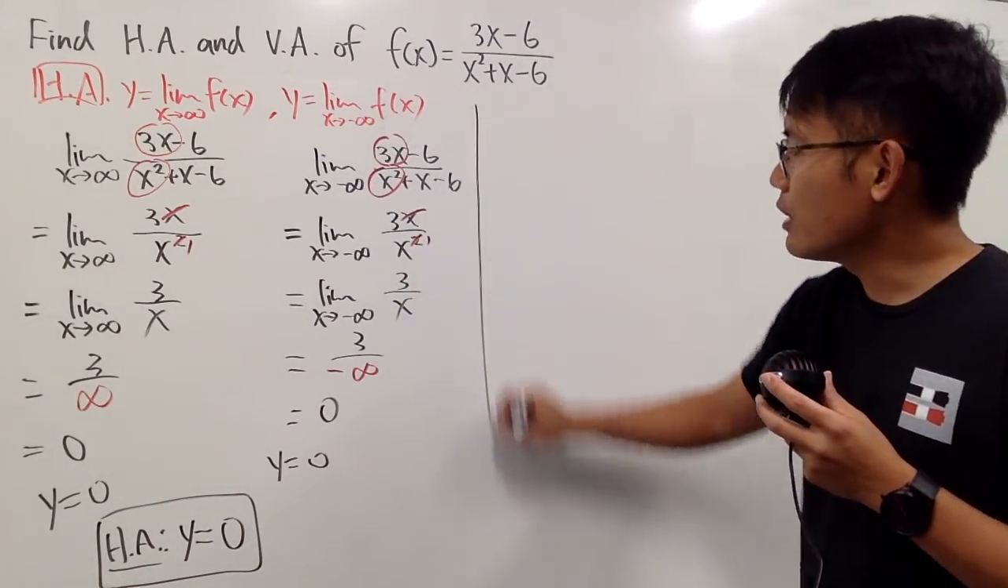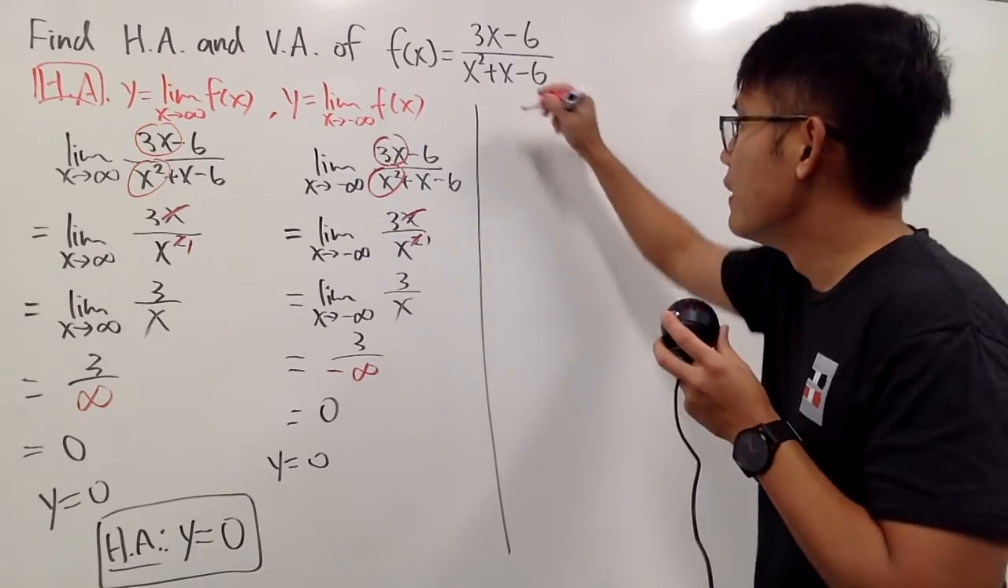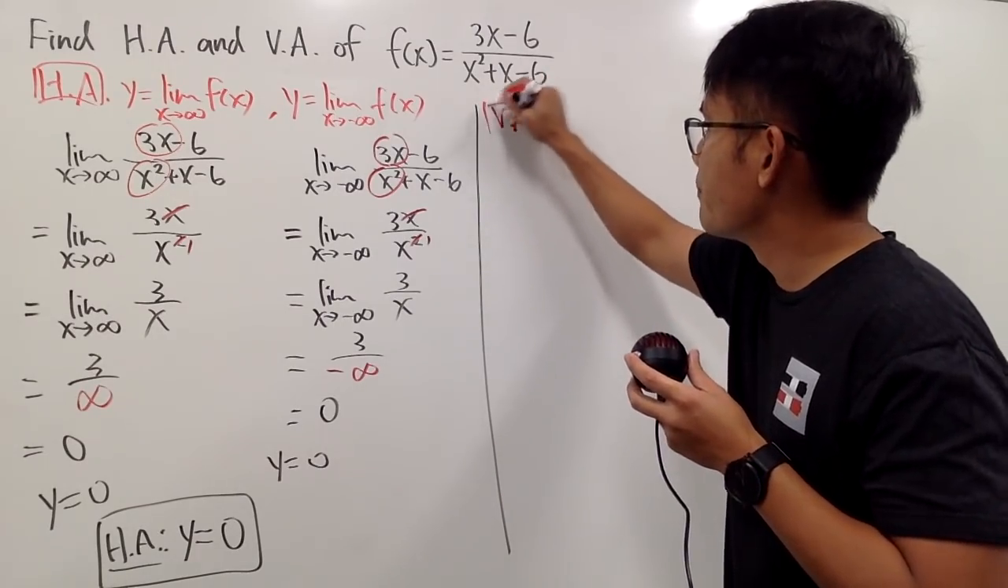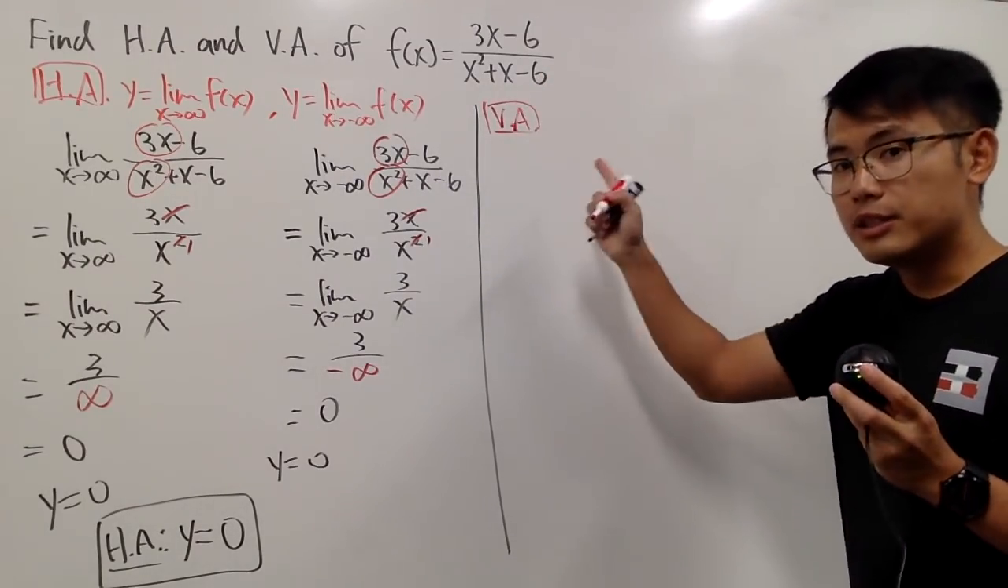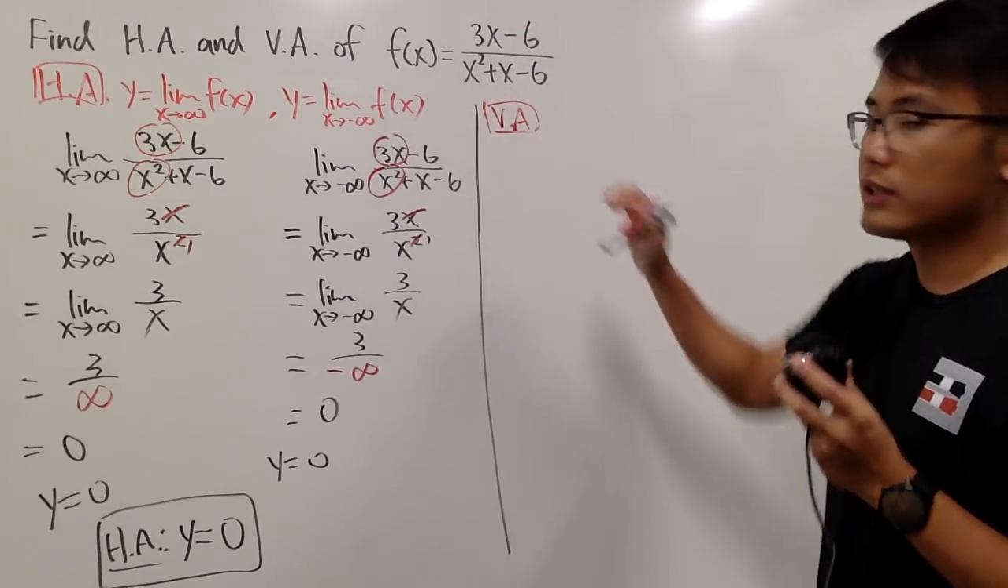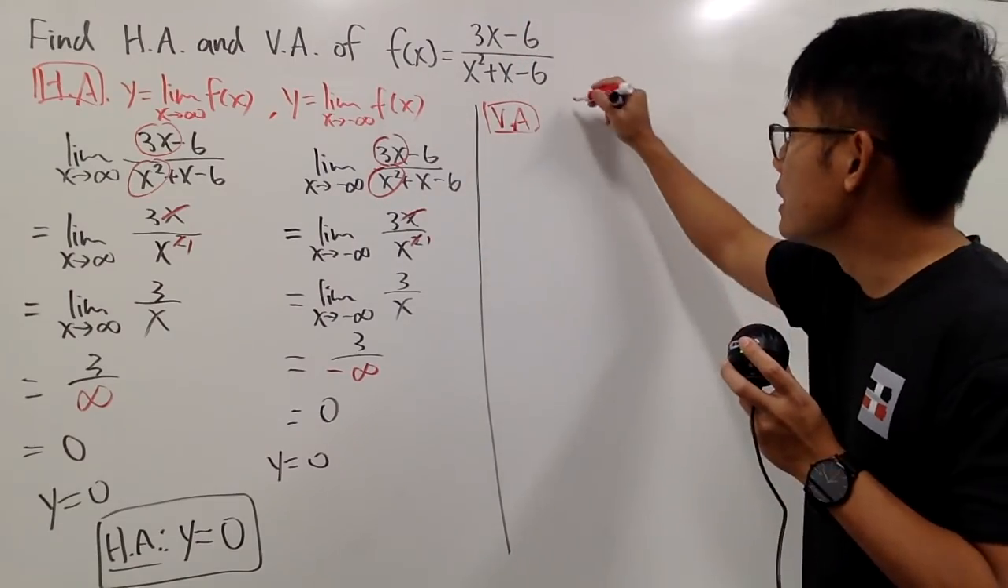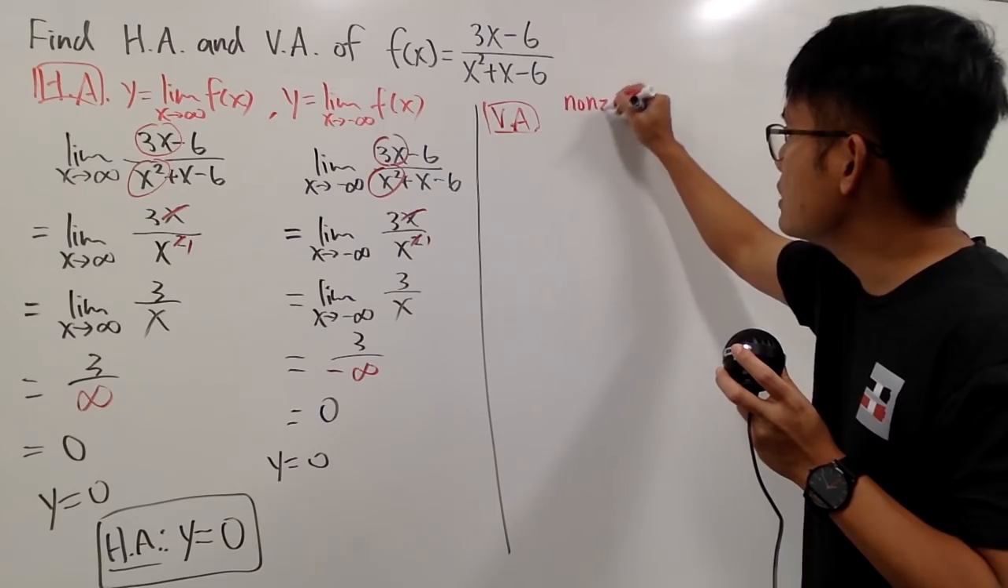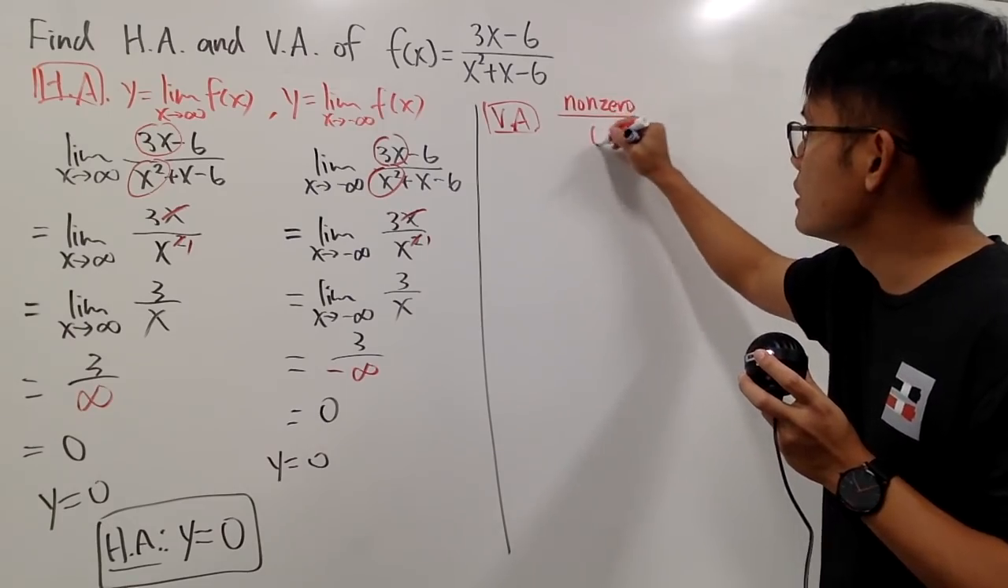And now let's talk about how we can find the vertical asymptote. And in this situation, when we have a rational function like this, what we want to worry about is we have to have a non-zero situation on the top over 0 like that.